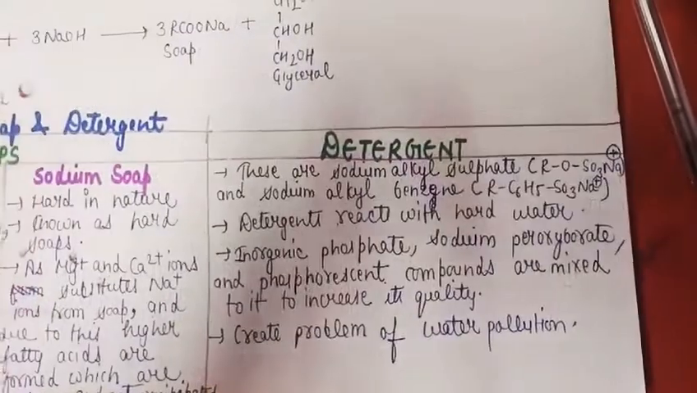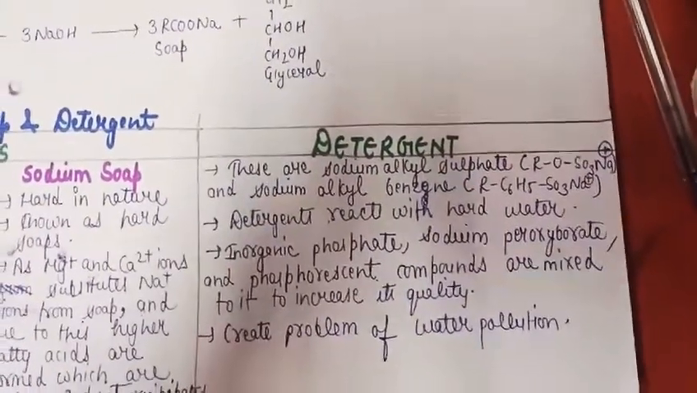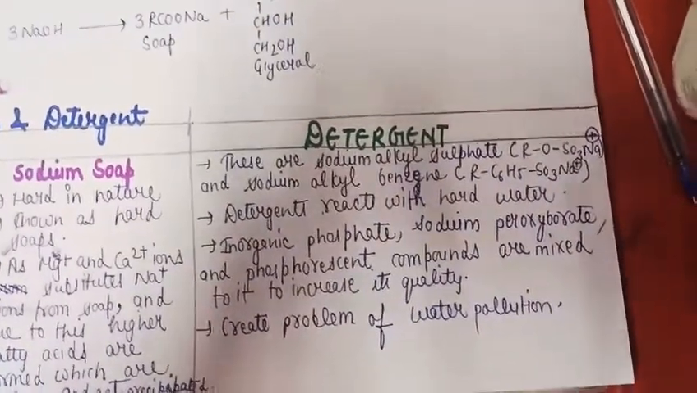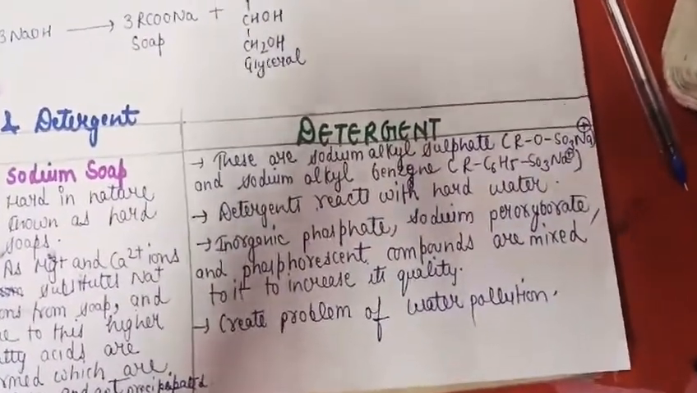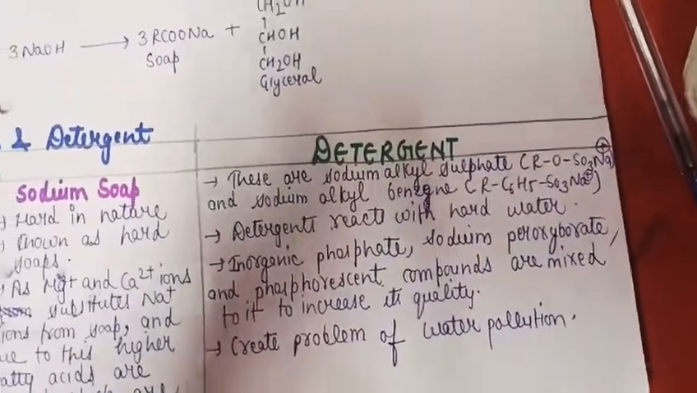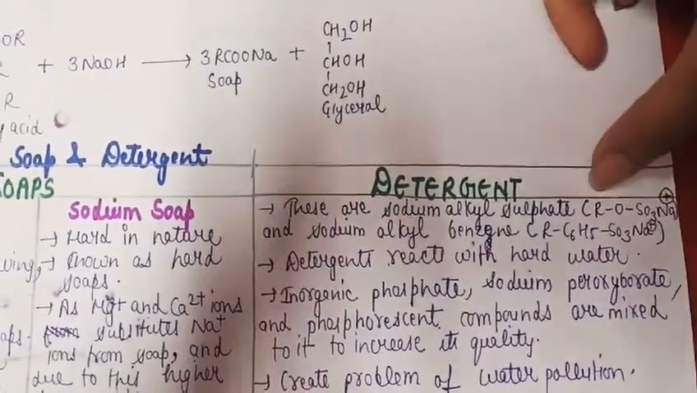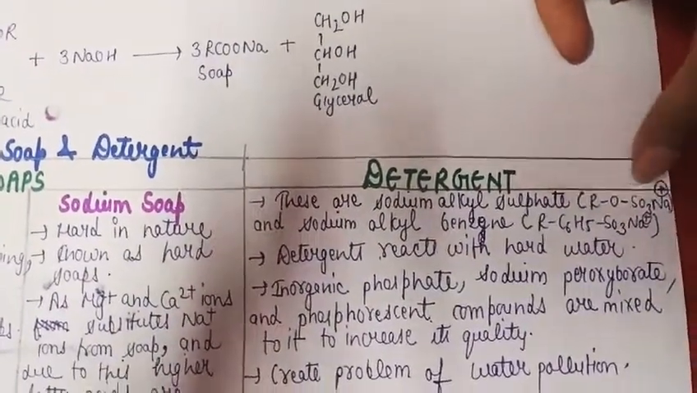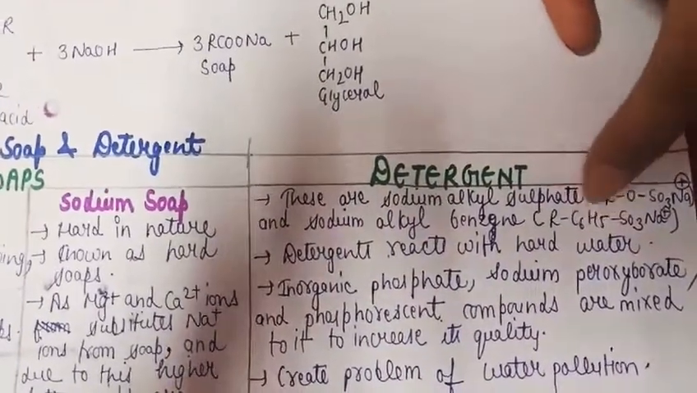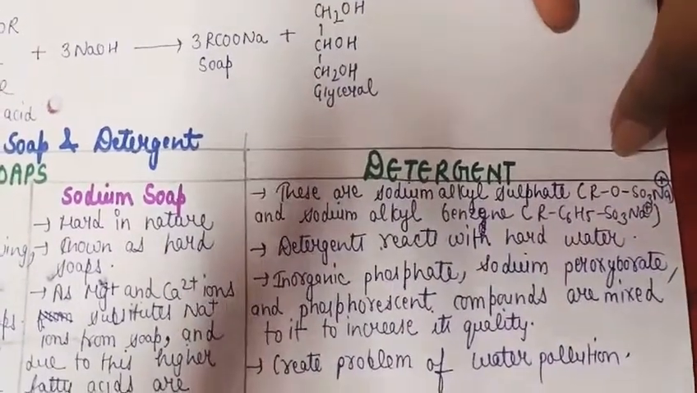The next topic we will start here is detergent. You all know detergents are like soap, but they work with both hard and soft water, so they are generally used for cleaning action. Detergents are actually sodium alkyl sulfate, or sodium alkyl benzene sulfonate. Here benzene is C6H5, so they may be sodium alkyl sulfate or sodium alkyl benzene.